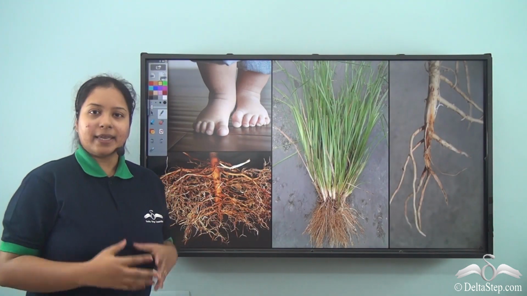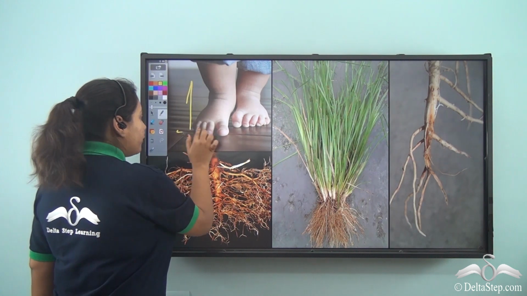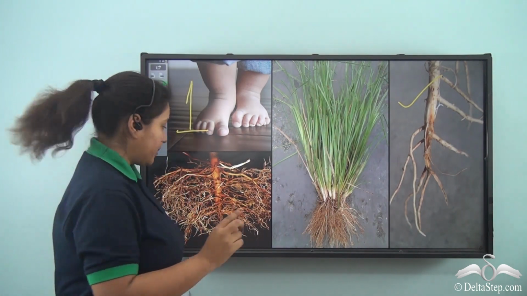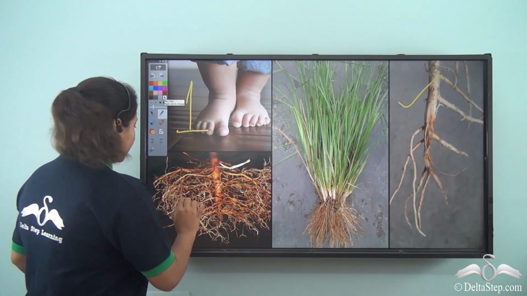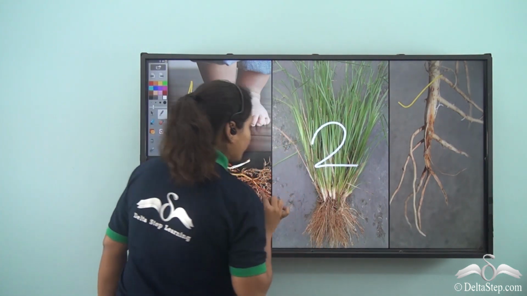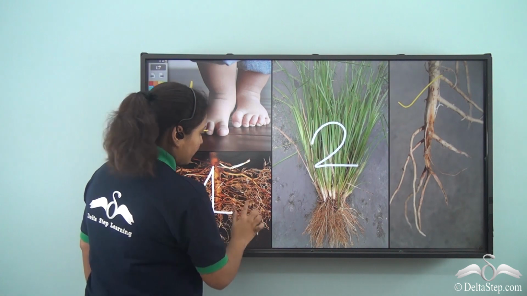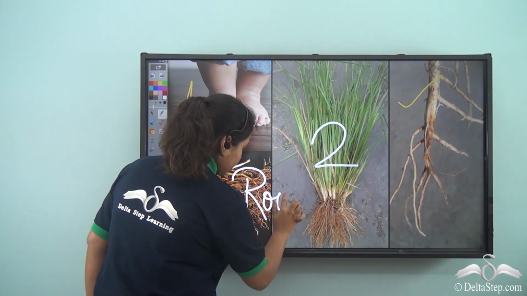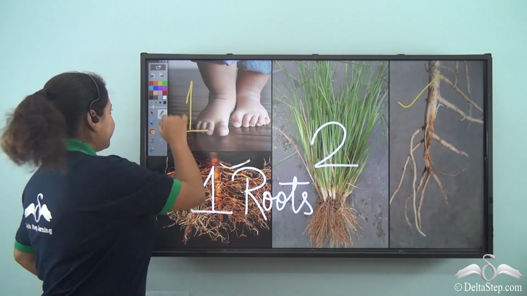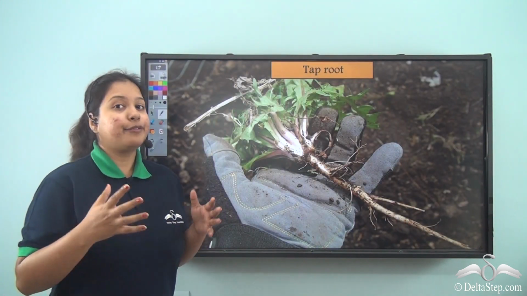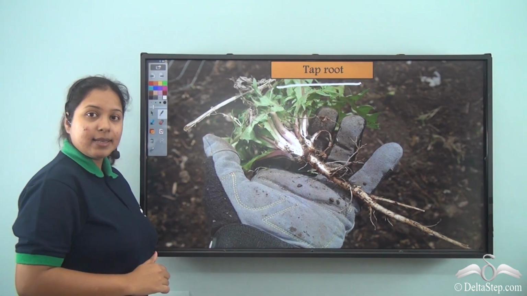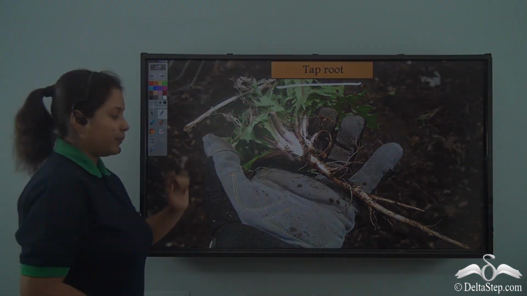Now, human beings have only one type of feet, whereas the feet of the plants are of two types. See, so this is one type and this is type 2. So these are the two types of roots. Let's see what they are called. Well, the first type of root is known as tap root. What is it known as? It is known as the tap root.